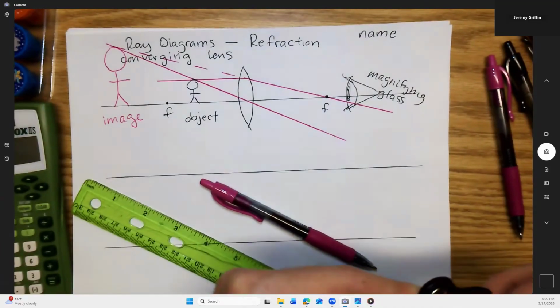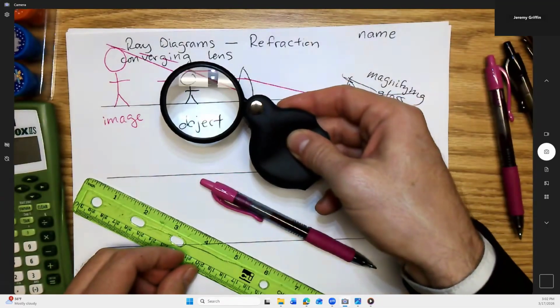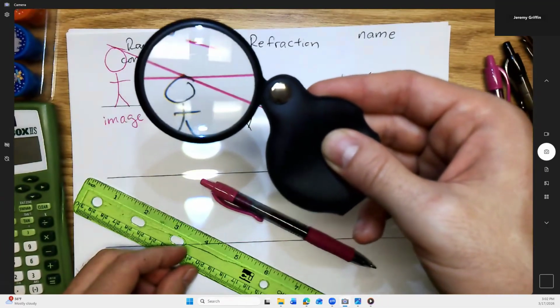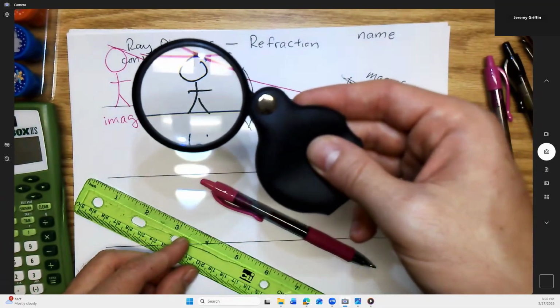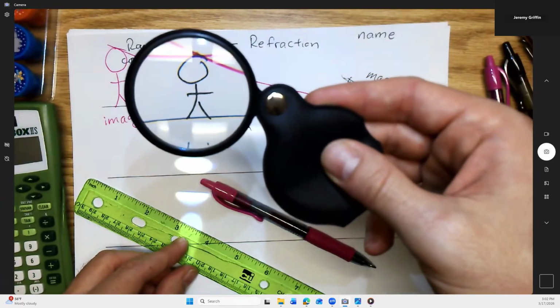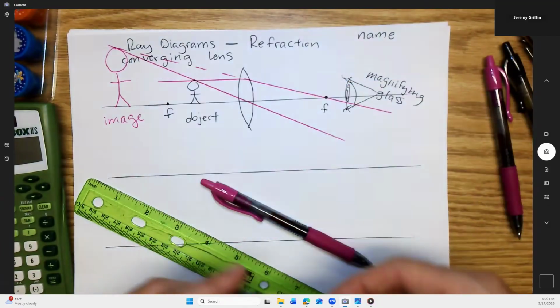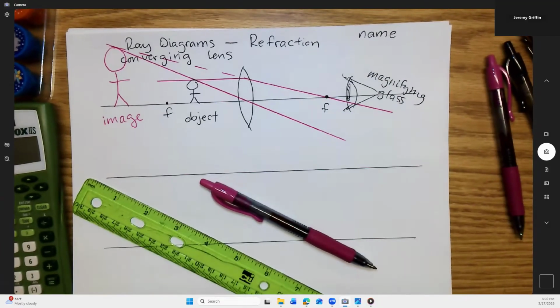Hey, is that a magnifying glass? Oh yeah, I think it is. I think that's that right there, isn't it? That's the same thing. Yeah, that would be a magnifying glass. Okay, you guys good with that? Now, there's some other things we can do with this.